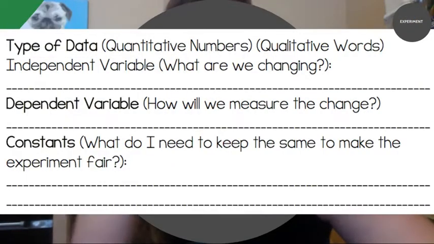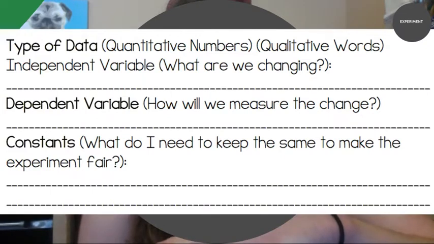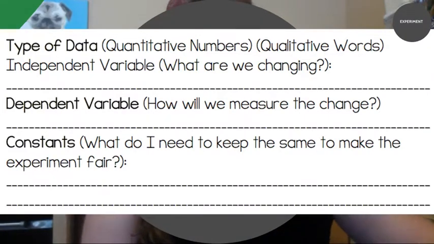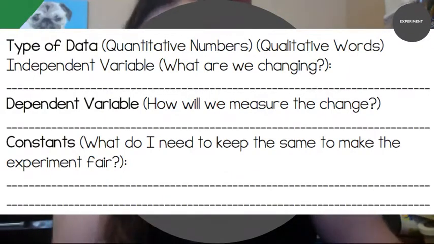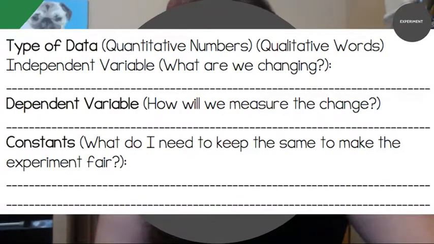And then our independent variable, what are we changing? That's the amount of salinity or the amount of salt in each glass. My dependent variable, how will we measure the change, whether it floats or sinks, right? Some constants that we have, what do we need to keep the experiment fair? So it wouldn't be fair if I had different eggs, right? These are all the same eggs.